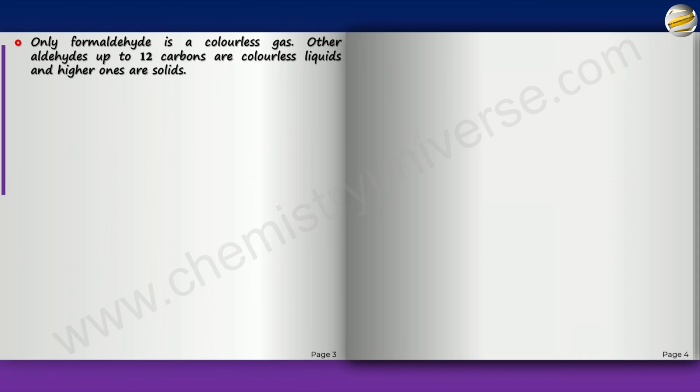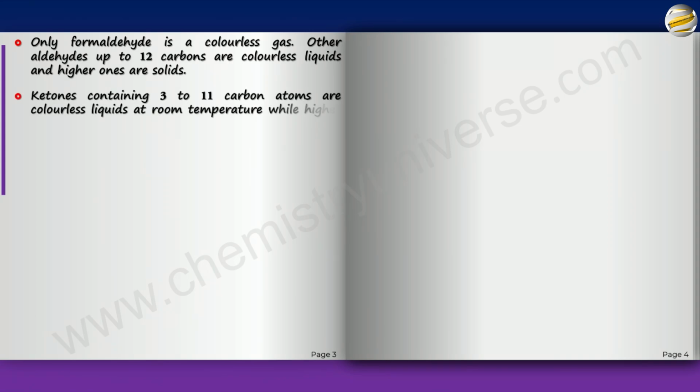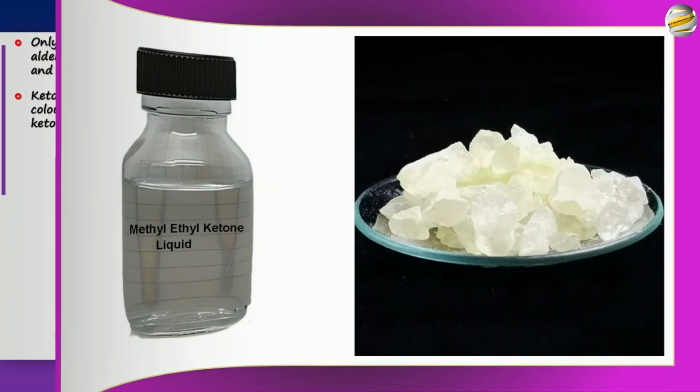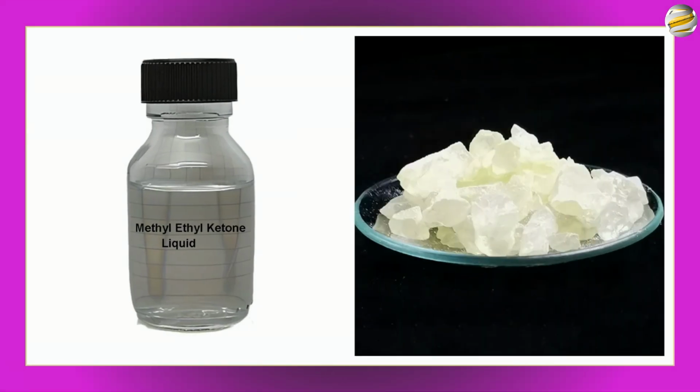Next, ketones containing 3 to 11 carbon atoms are colorless liquids at room temperature, while higher ketones are solids. So I'll just show you this. Between 3 to 11 are liquids on the left, and on the right you notice this is a ketone that is around C14, which is a solid.